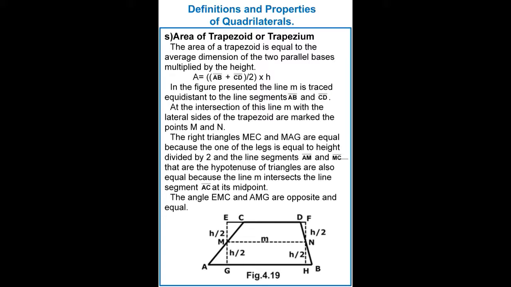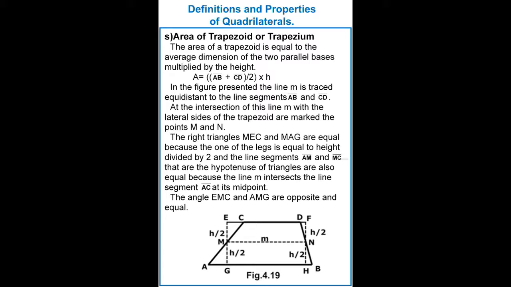In this first slide of this third class of chapter 4 of this course of basic geometry, we present figure 4.19, which shows a trapezoid quadrilateral that is composed of two lateral sides AC and BD, not equal, and two parallel bases AB and CD. The area of a quadrilateral trapezoid is equal to the average dimension of the two parallel bases multiplied by the height. That is, the sum of the AB and CD dimensions of the bases divided by 2 and multiplied by the dimension of the height h.